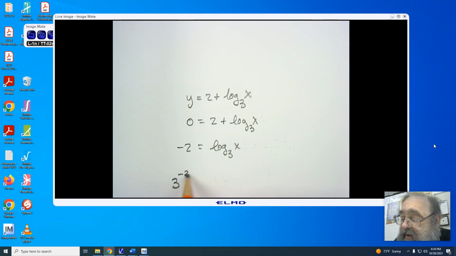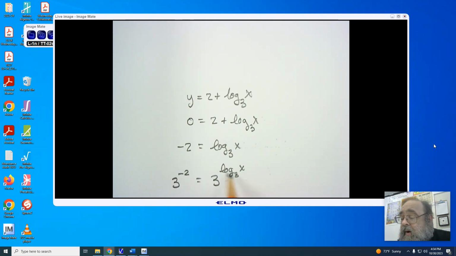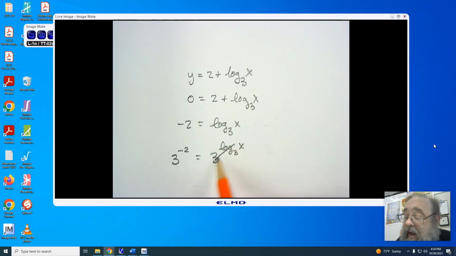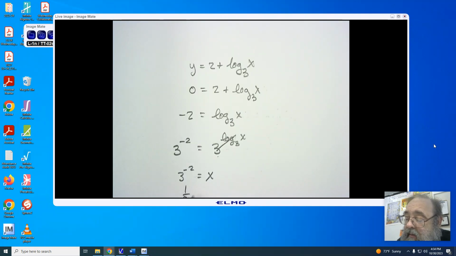3 to the negative second power equals 3 to the log base 3 of x. Notice when I want to get rid of a log base 3, I have to take it to a power of 3. They will now cancel. 3 to the minus 2 power is equal to x, and 1/9 is x.